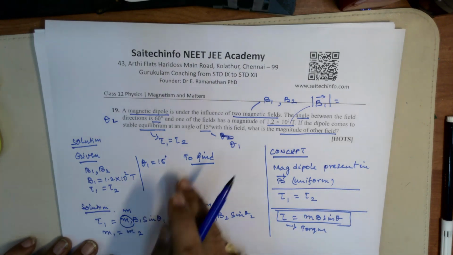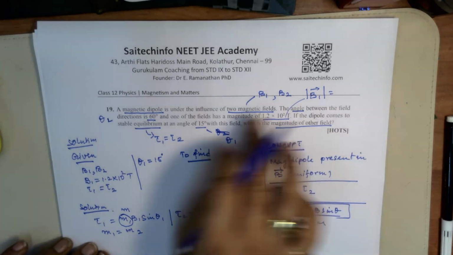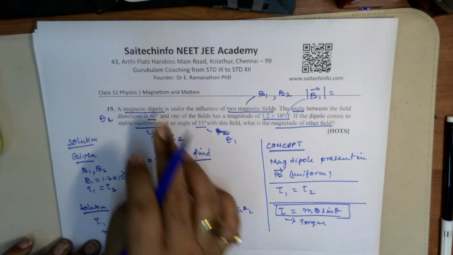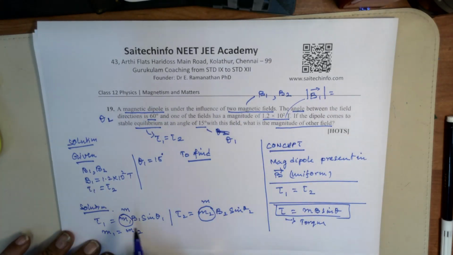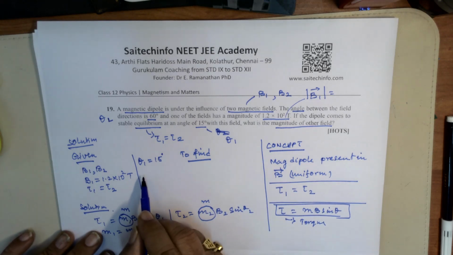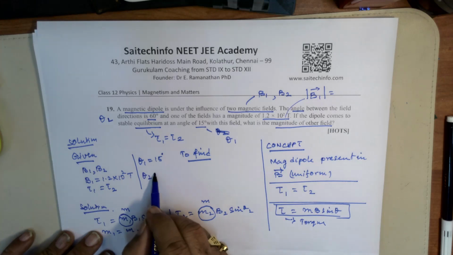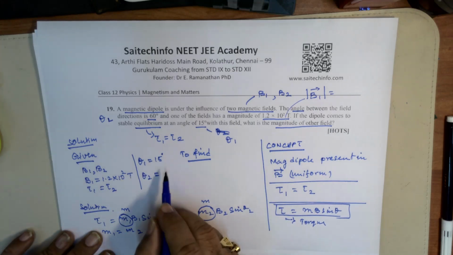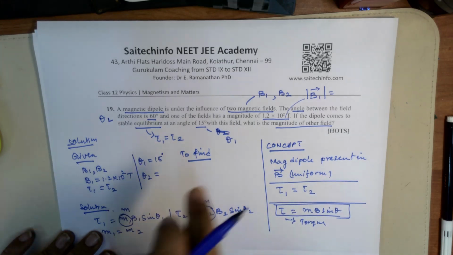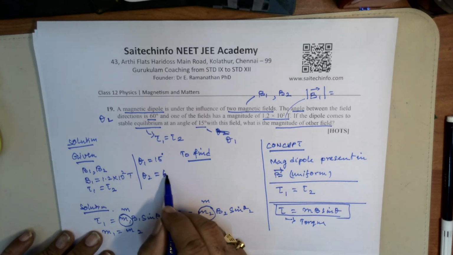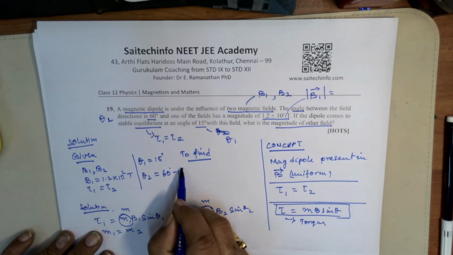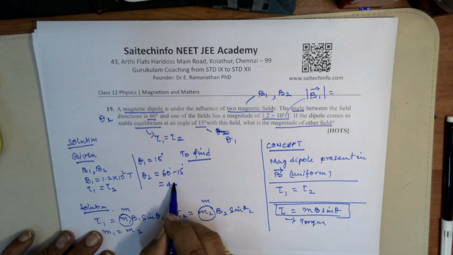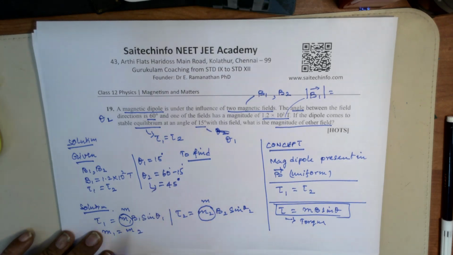Now, the initial angle between the field and the direction is 60 degree. So that is the initial one. So theta 2 we have to find out. Initially it was 60 degree and at 15 degree it has got that equilibrium. So you have to put 60 degree minus 15 degree, that is equal to 45 degree. So theta 2 is equal to 45 degree here. Okay, you got it?